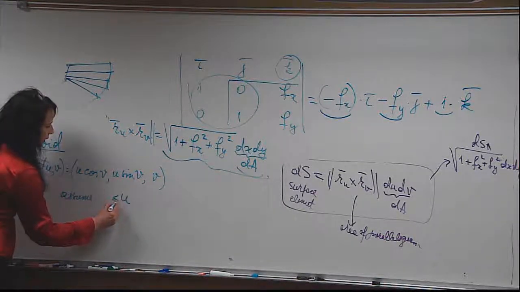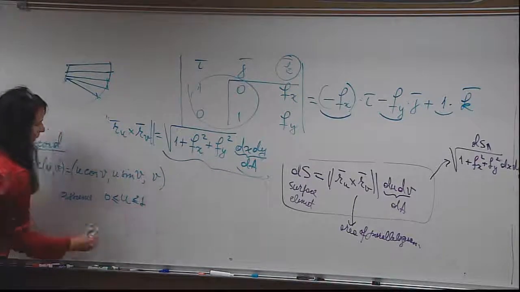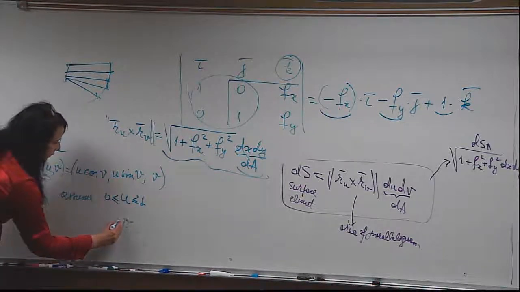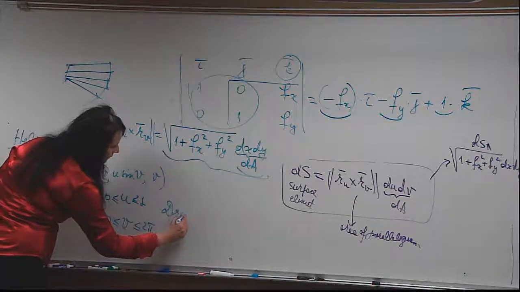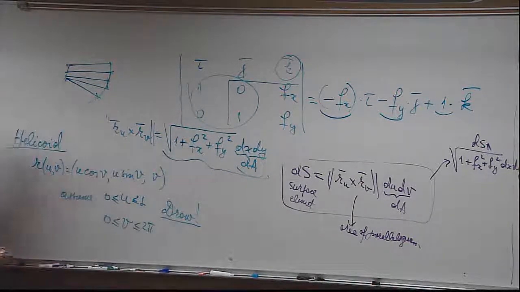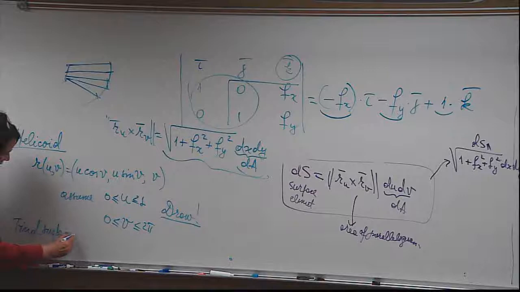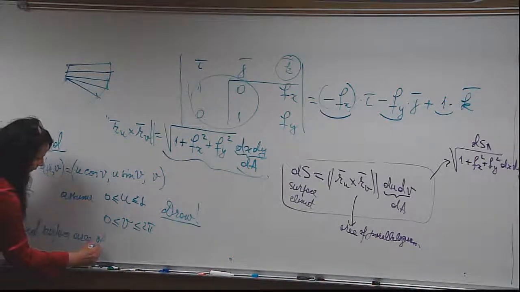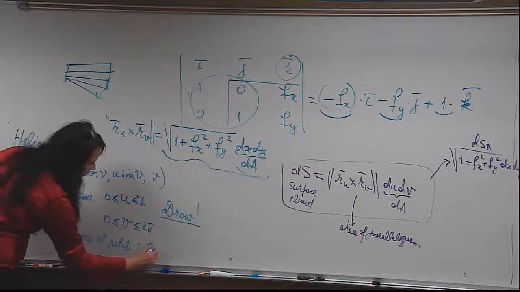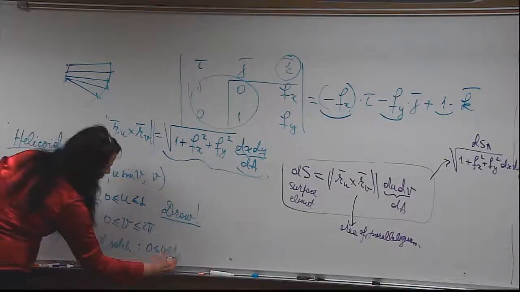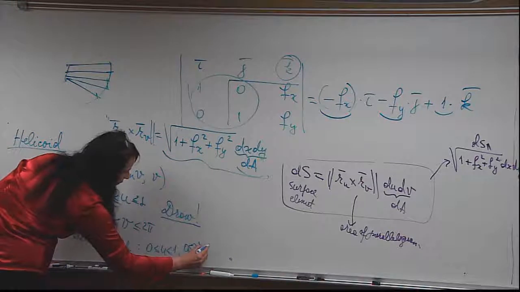Assume u is between 0 and 1, and assume v is between 0 and 2 pi. Draw the surface. Also, find the surface area of the patch u between 0 and 1, v between 0 and pi over 2.